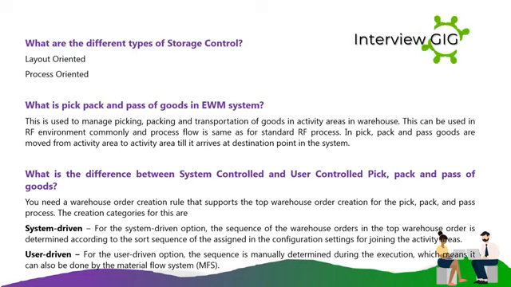What is pick, pack and pass of goods in EWM system? This is used to manage picking, packing and transportation of goods and activity areas in the warehouse. This can be used in an RF environment commonly and the process flow is the same as for the standard RF process. In pick, pack and pass, goods are moved from activity area to activity area till it arrives at the destination point in the system.